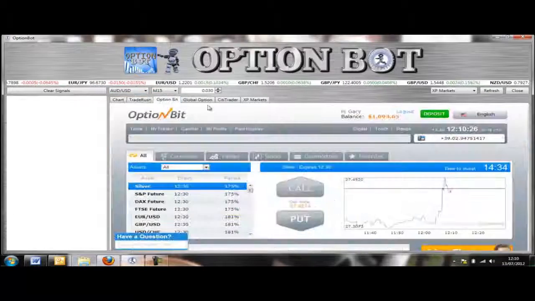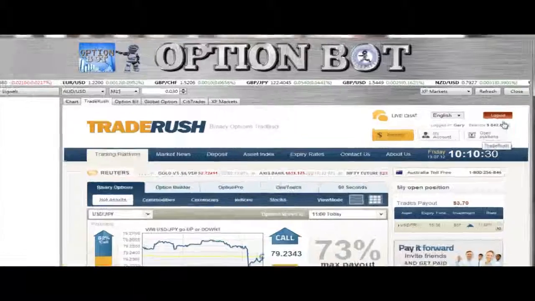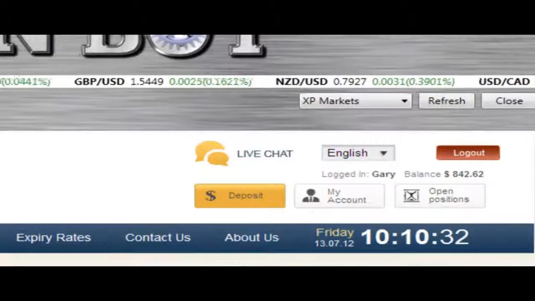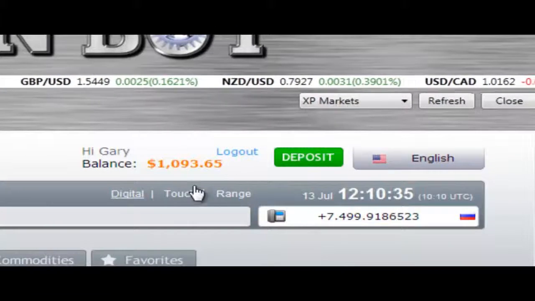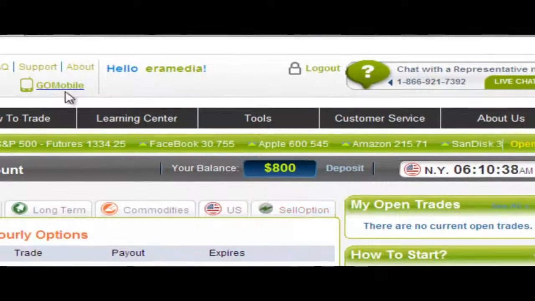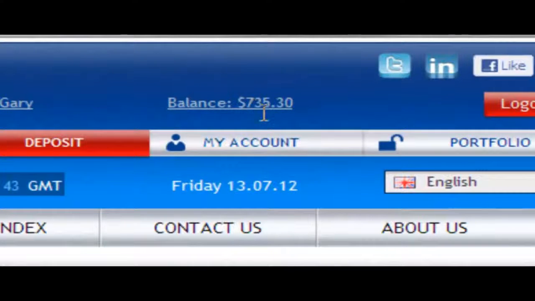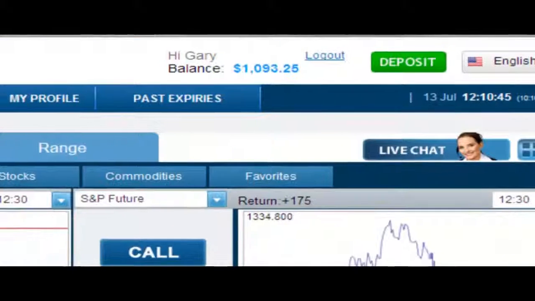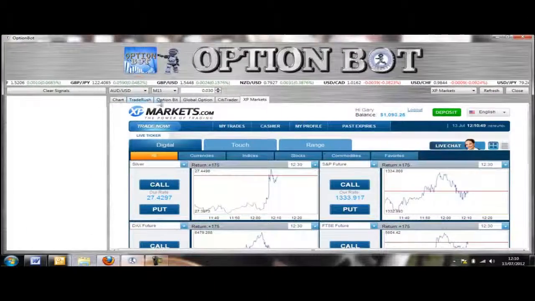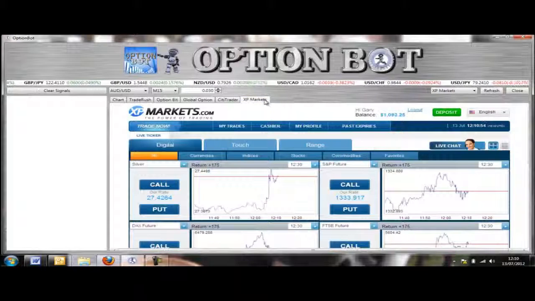And I have 5 platforms to trade on. As you can see, I have a balance of 842.62 with Trade Rush, a balance of 1,093.65 with OptionBit, a balance of $800 with Global Option, a balance of 735.30 with City Trader, and finally a balance of 1,093.25 with XP Markets. That's a total across all 5 platforms of 4,564.82 in my trading balance.